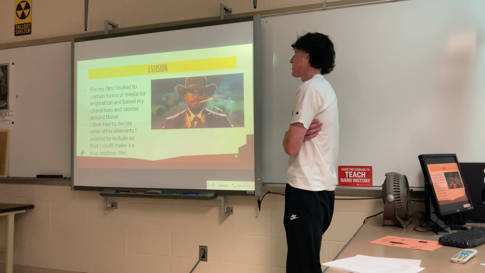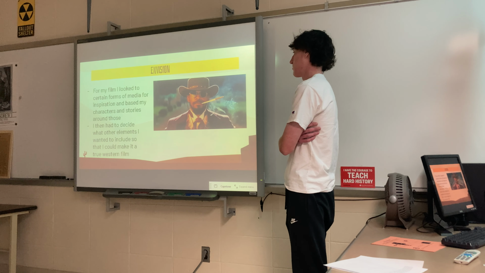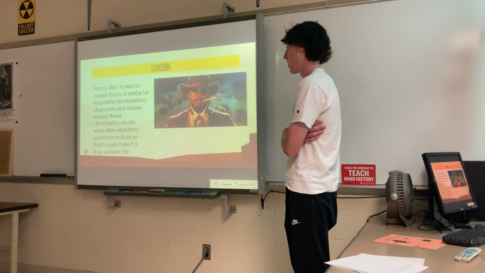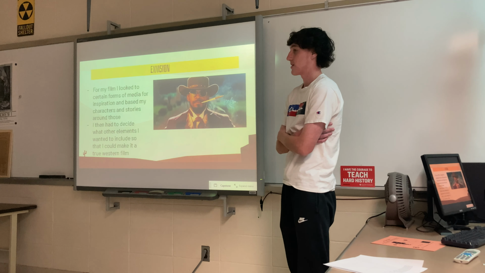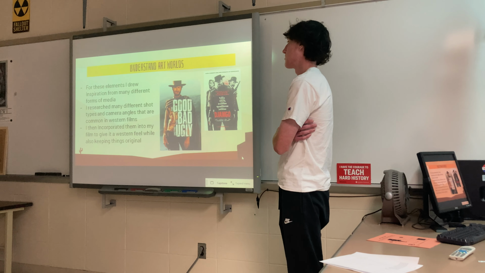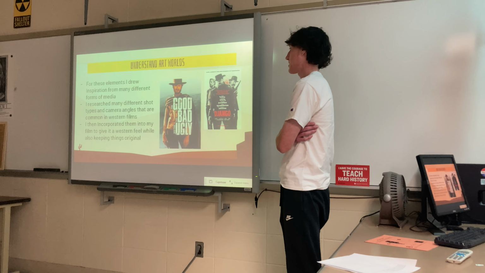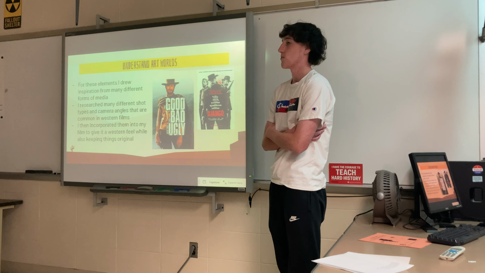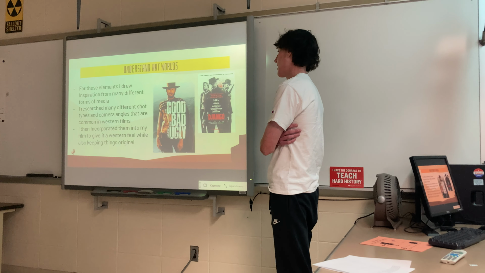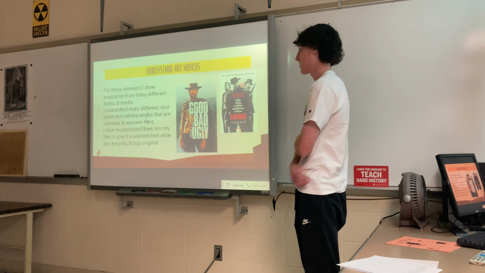So for my film, I looked to certain forms of media for inspiration and based my characters and stories around those. I then had to decide what other elements I wanted to include so I could make it a true Western film. So for these elements, I drew inspiration from many different forms of media. I researched many different shot types and camera angles that are common in Western films. And I then incorporated them into my film to give it a Western feel while also keeping things original.